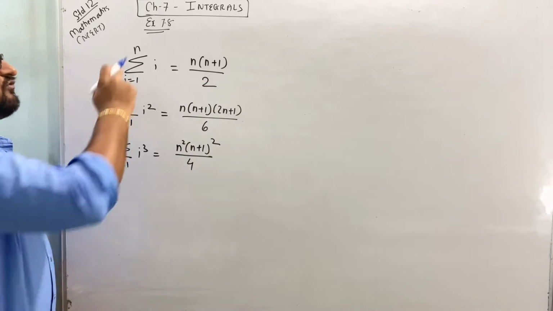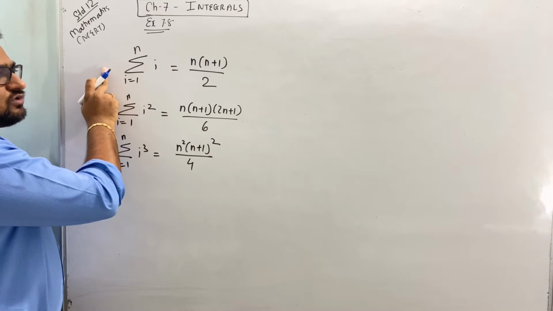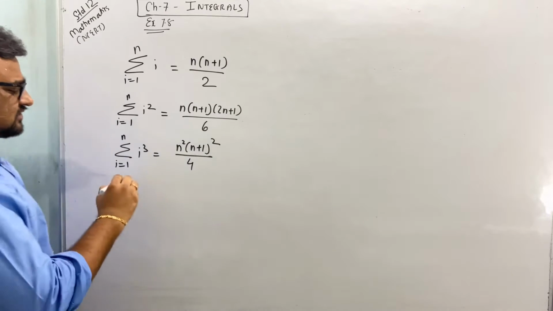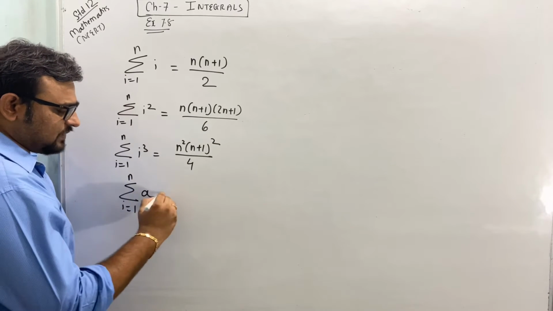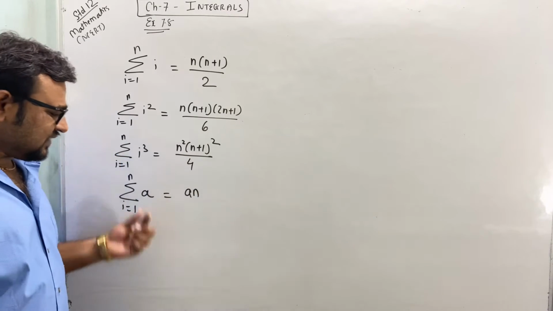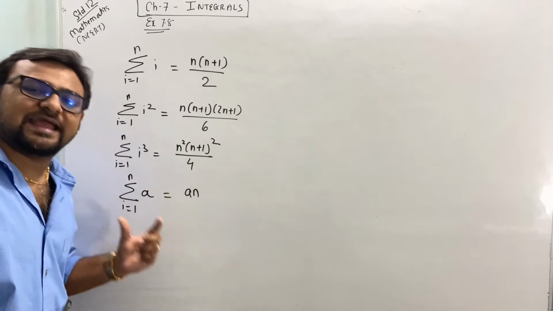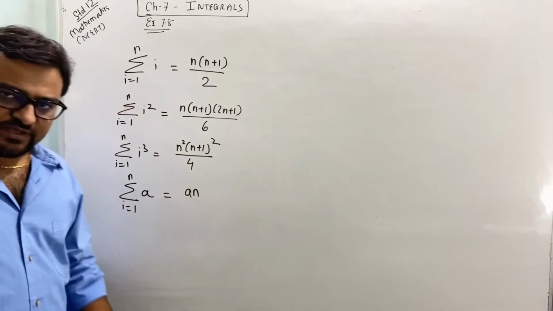Then summation of pi i. Pi is a constant, take it out. So pi into n(n+1)/2. If there is a constant like summation of a, i equal to 1 to n, then this will be equal to an. This means we are adding a from 1 to n, we are adding a for n times. Clear? So these are the formulas for summation.